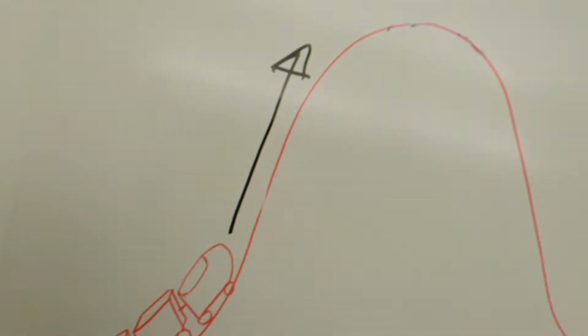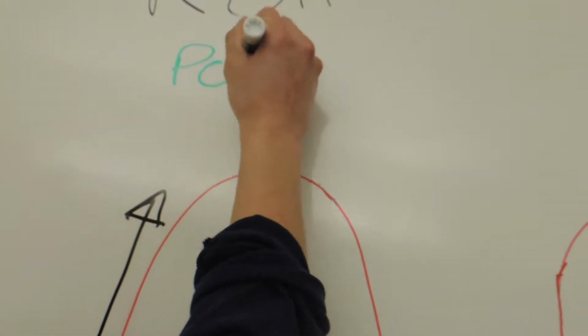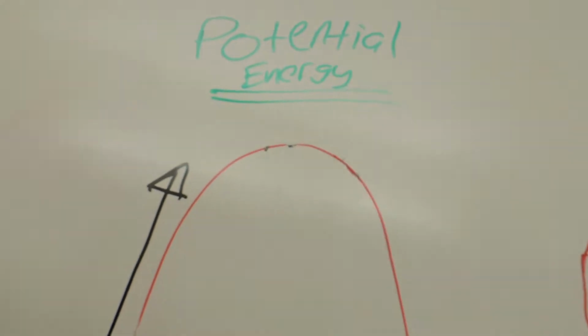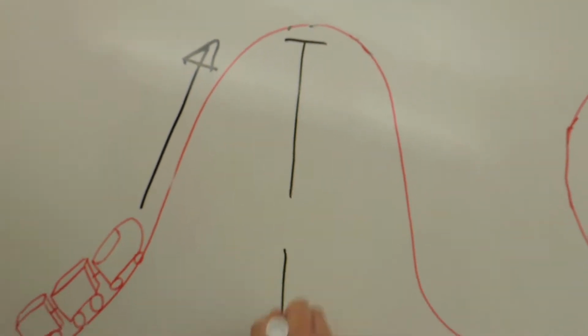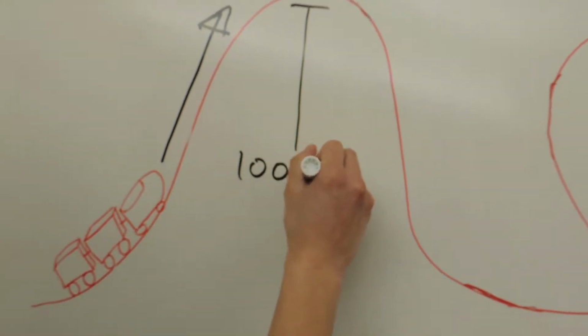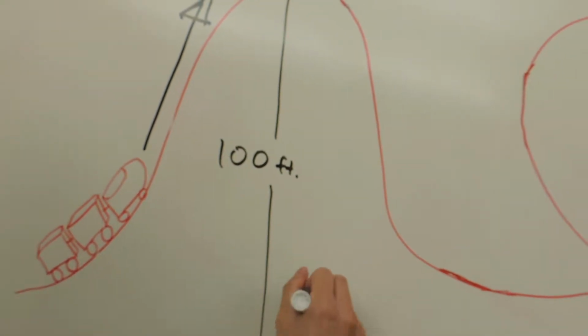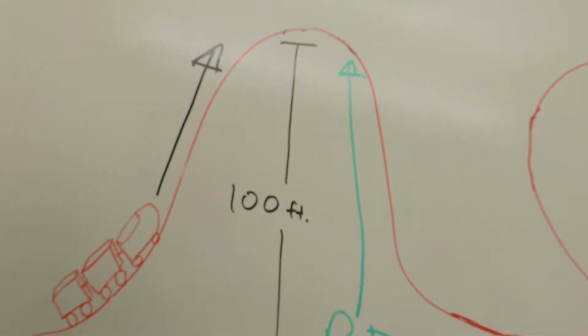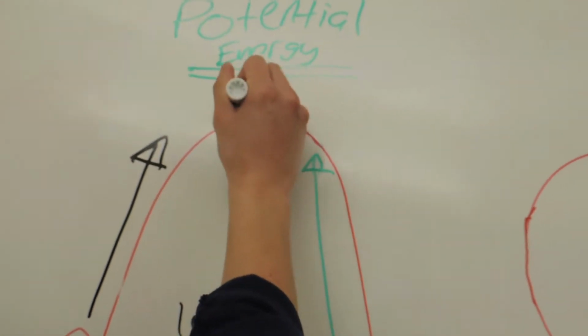As a roller coaster climbs a hill, it gains what we call potential energy. This is the stored energy due to the object's position. Basically, the higher the object, the more potential energy it has. At the very top of the hill, the roller coaster has only potential energy.